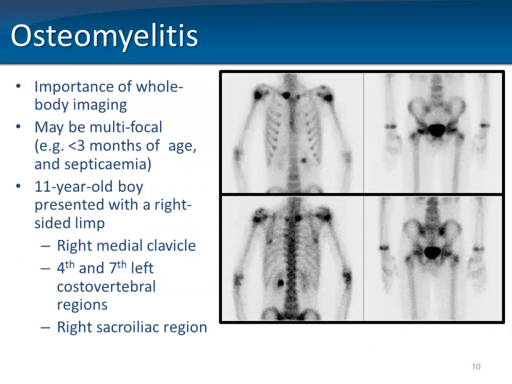So far, the excursion into how things work at a cellular level. Going back to imaging, what we know, what we love: the power of bone scintigraphy in osteomyelitis is that we do whole body imaging, because we know it can be a multifocal disease, especially in young patients or after septicemia, as illustrated in this older boy, where you can see the pathological sites at the clavicle, the vertebral regions, and the right sacroiliac joint.